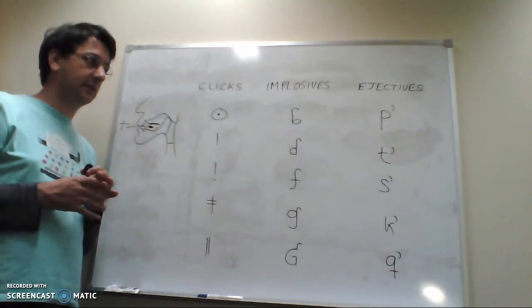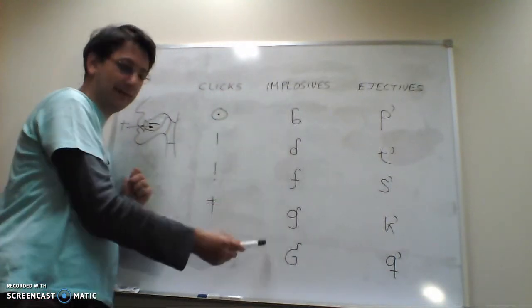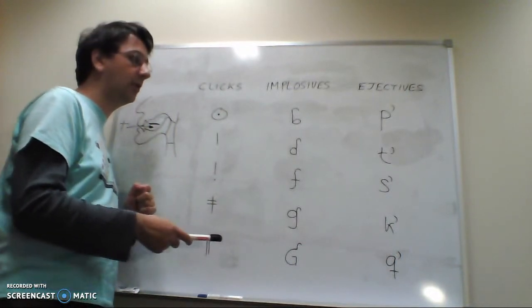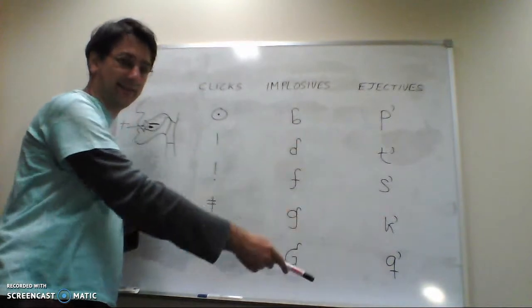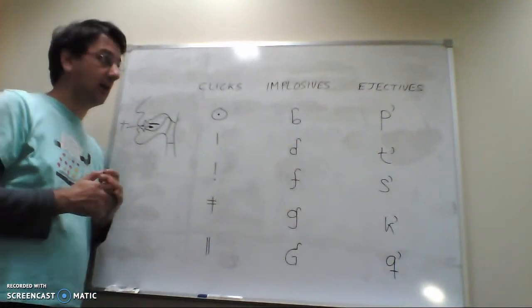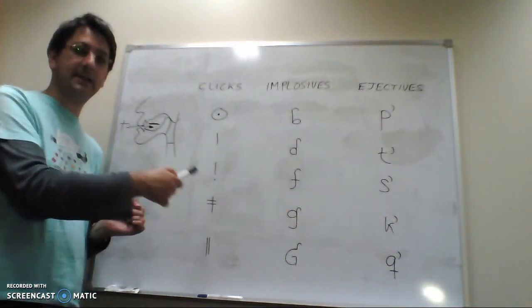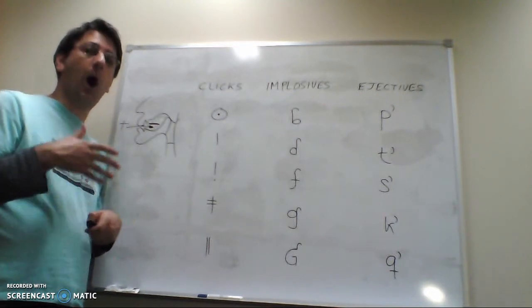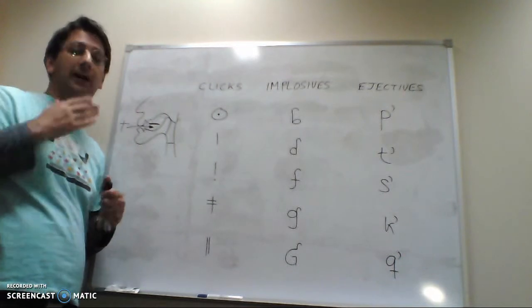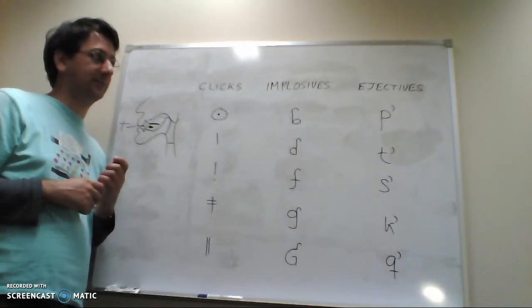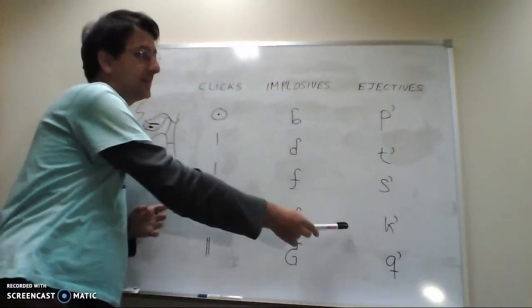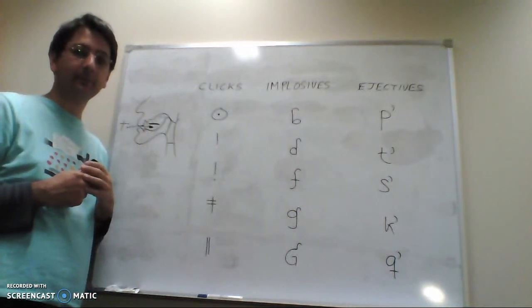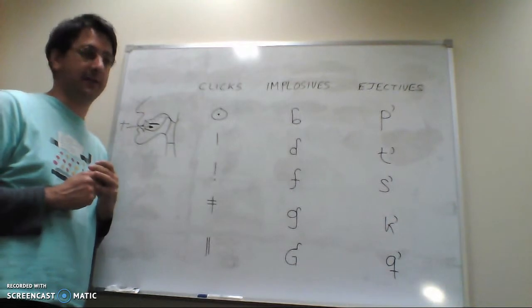you're either lowering your larynx, like the whole body of the larynx, for the implosives, or you're raising your larynx for the ejectives. Lowering your larynx is similar to a yawn, okay? So if you yawn, that will lower your larynx. Whereas to raise your larynx, you can think of swallowing. Okay, that will raise your larynx.